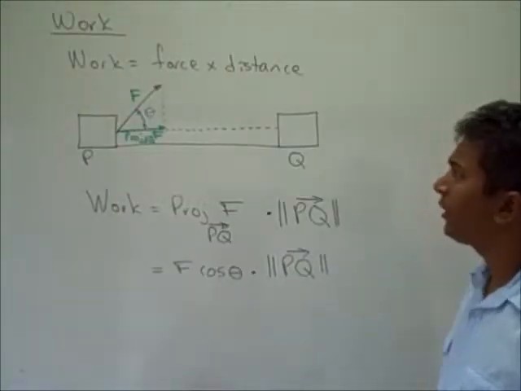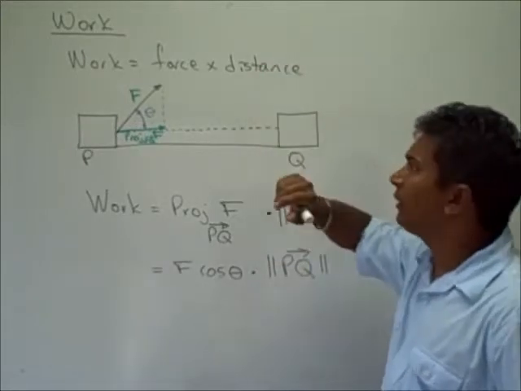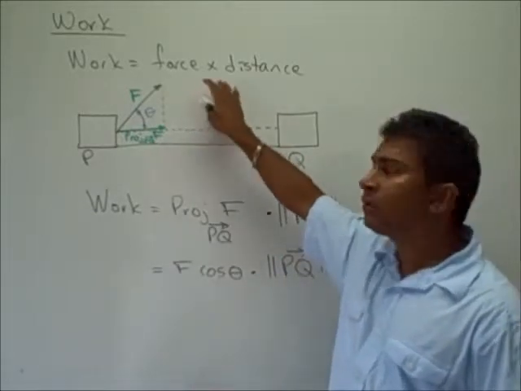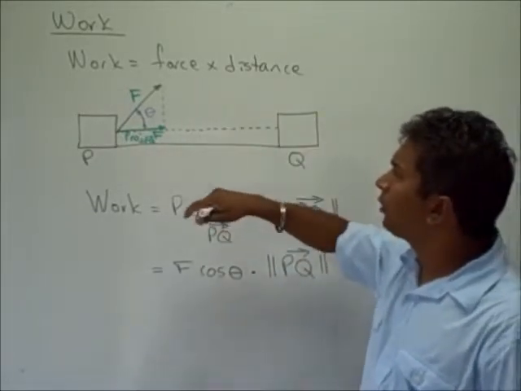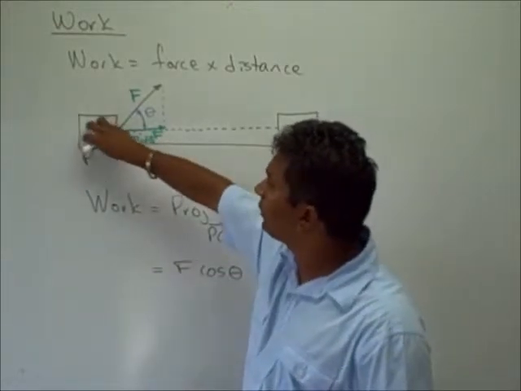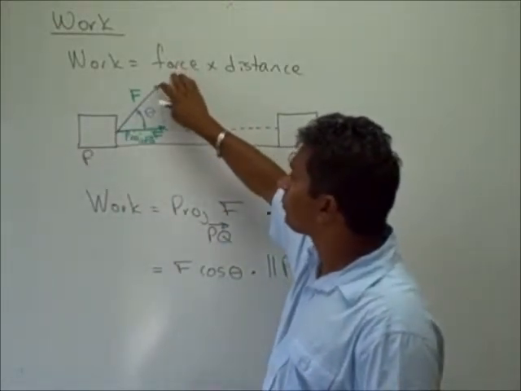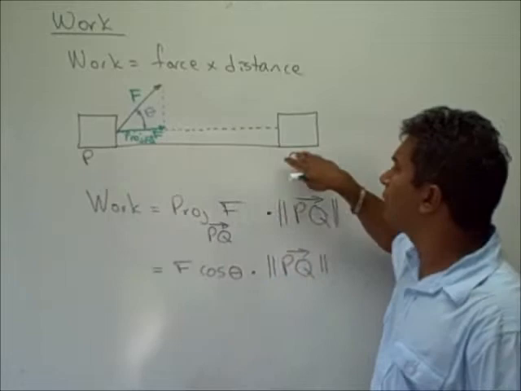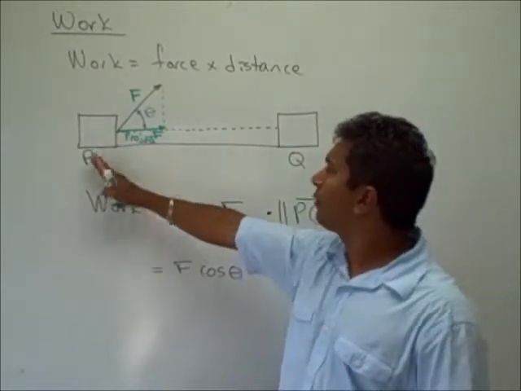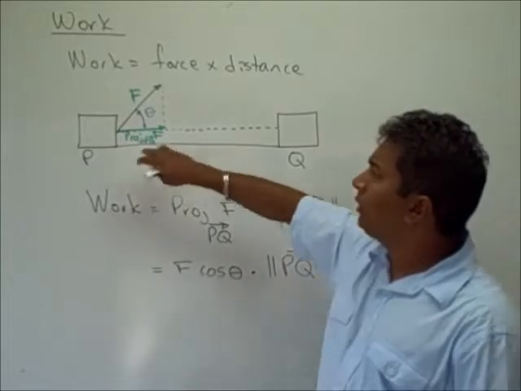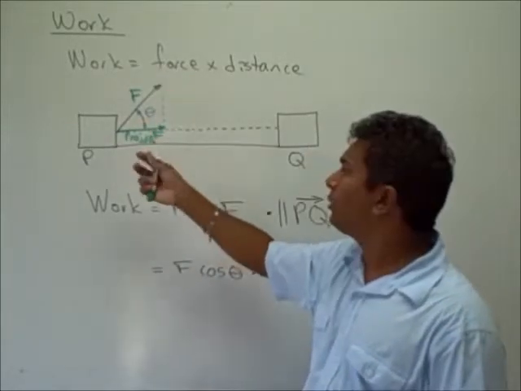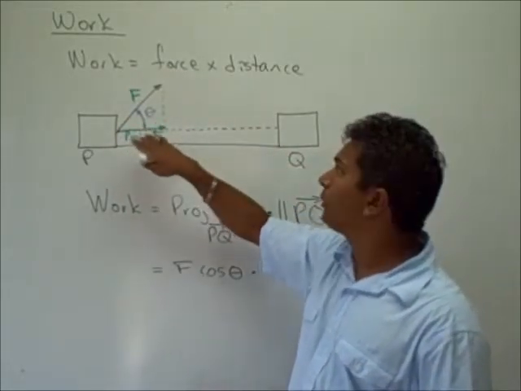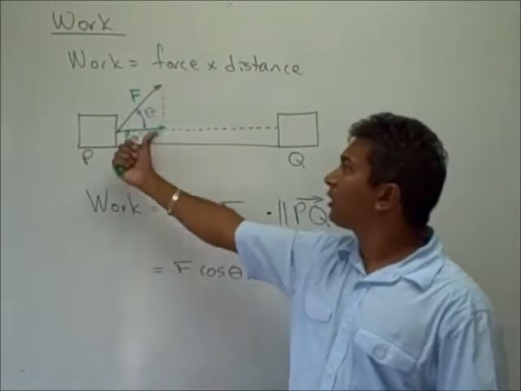So our next section here deals with finding work. Work is calculated as the force in the direction that an object is moving times the total distance moved. So here we have a force pulling on this object in this direction, and the object is actually moving along the path from P to Q. So the distance is from P to Q. But even though our force is F, we're only interested in the projection of F onto PQ, or the horizontal component, since work is the force in the direction the object is moving.